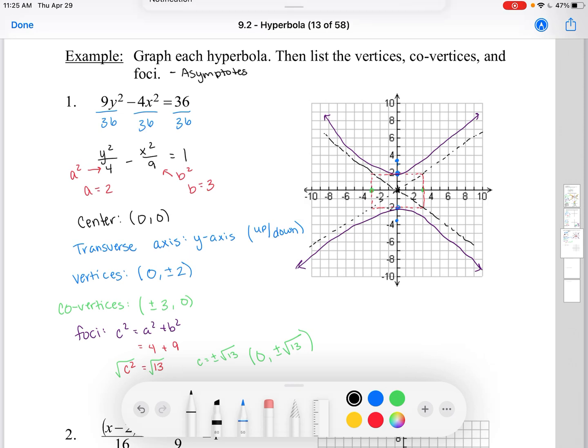And last but not least, following the directions, I also need the asymptotes. So I'm going to put those in. The functions for those is going to be y equals plus or minus my rise over run. Well, my rise was 2, my run was 3. So it's going to be 2/3 x.